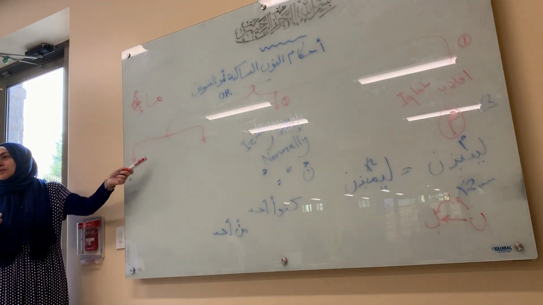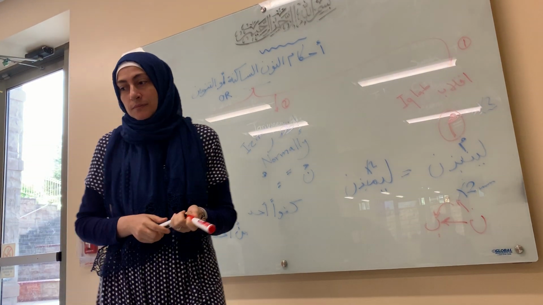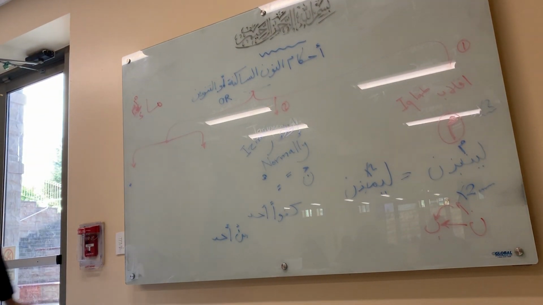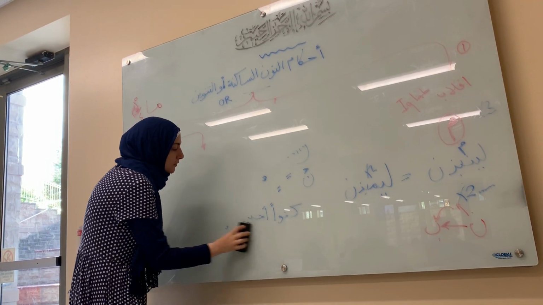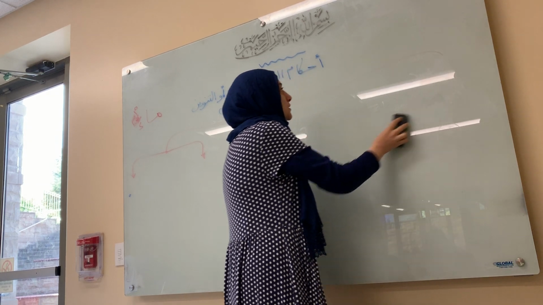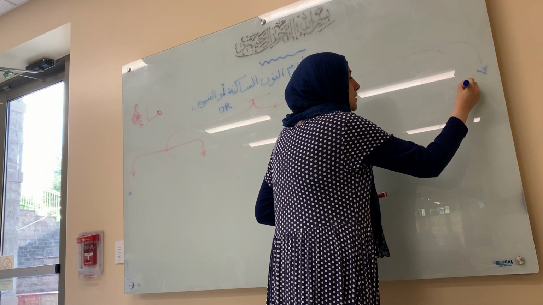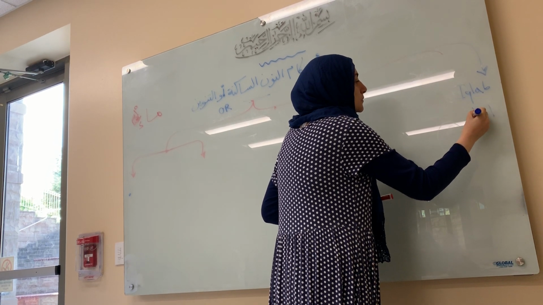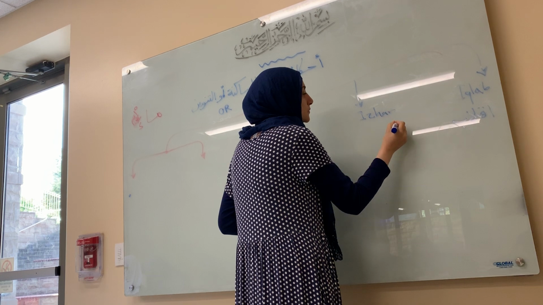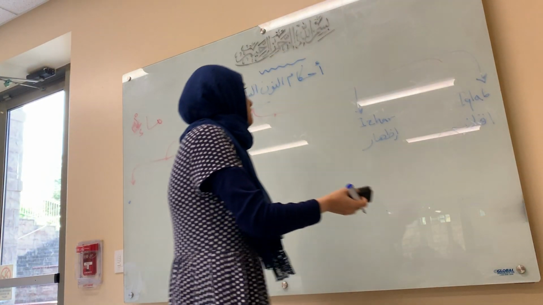Now let's start with the last 2 rules of the rules of the noon sakina and the tanween. I'm going to erase this. You know that this is going to look like this. It's coming from the same arrow, because they have the same shape of the noon and the tanween. That's why I put them on the same arrow. First one is iqlab, second one is izhar, and the last 2 are the new ones that we're going to learn today.